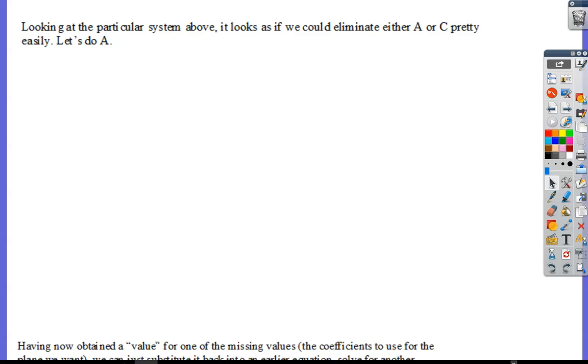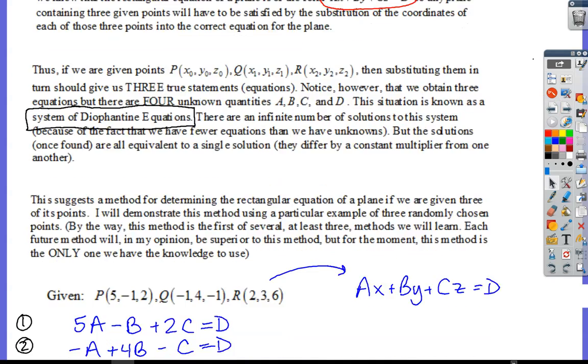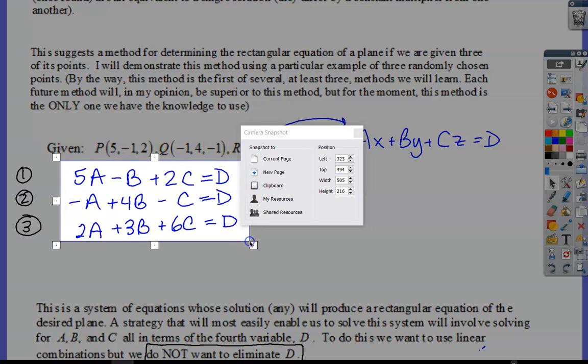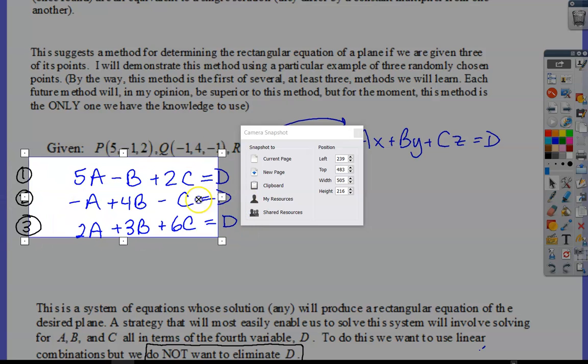Okay, so looking at the system that we had back on this page, in fact, I'll copy it over for us. I'll copy the numbers too.